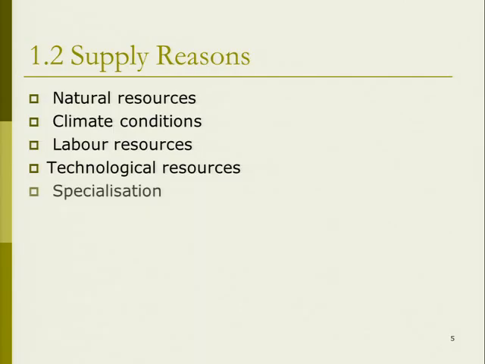The other one is specialization. If a country specializes in a particular product, obviously it will mass produce that product. Therefore, it will trade it with another country. The last one is capital. So it's not easy, really.